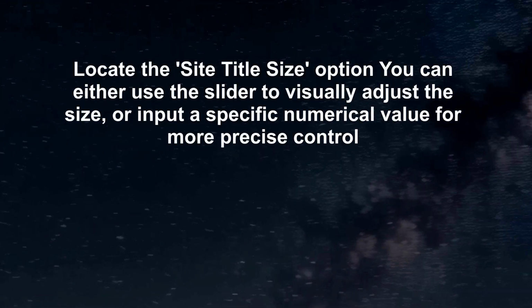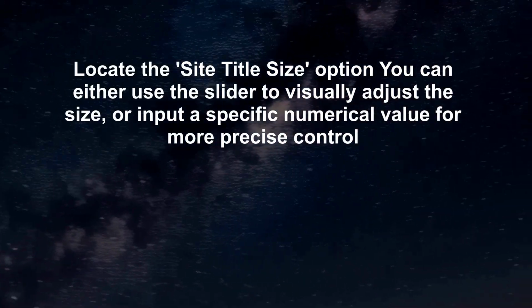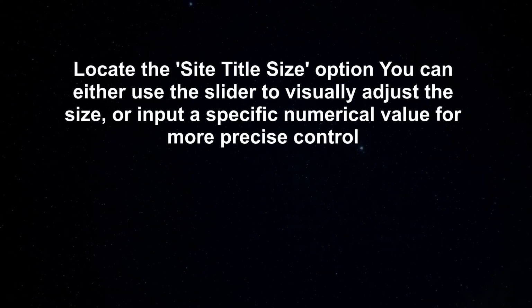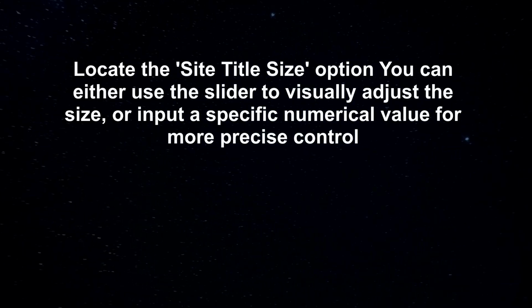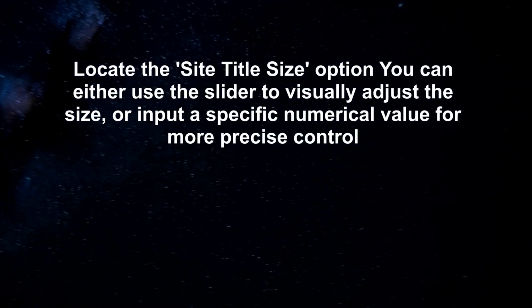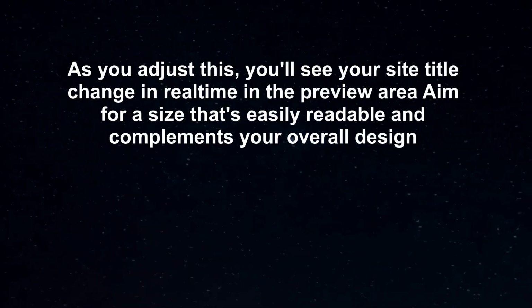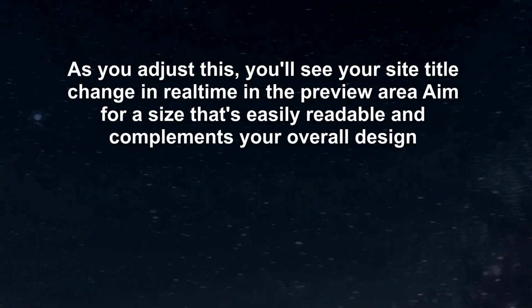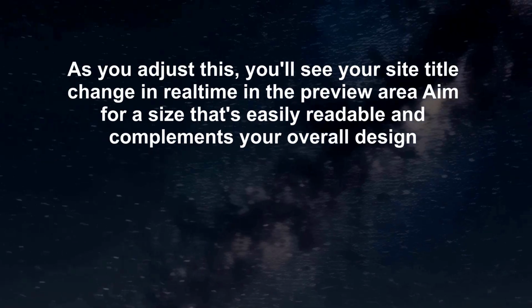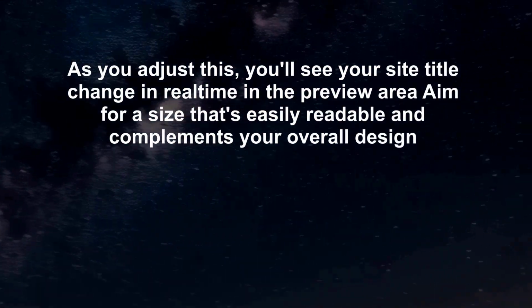Locate the Site Title Size option. You can either use the slider to visually adjust the size, or input a specific numerical value for more precise control. As you adjust this, you'll see your site title change in real time in the preview area. Aim for a size that's easily readable and complements your overall design.